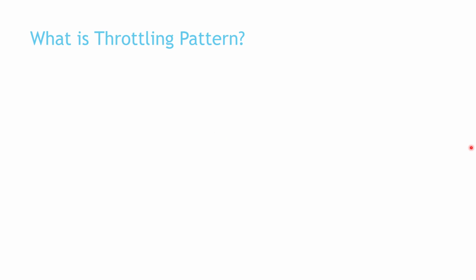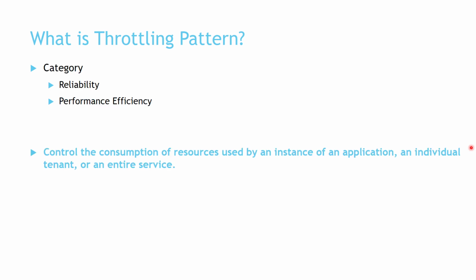Throttling pattern comes under two categories of cloud design patterns, reliability and performance efficiency. And the main target of the throttling pattern is to control the consumption, or the rate at which users are sending requests to our service. So if one of the users decided to send too many requests to our service, throttling pattern is going to stop them from doing this.